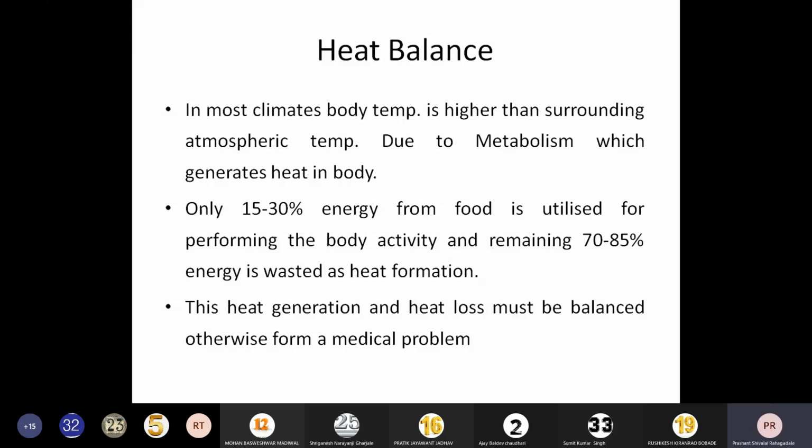Now how is it possible? What is the internal source of heat? Our metabolism. Okay, from where do we get this internal source of heat? We get this heat from our body's metabolism.